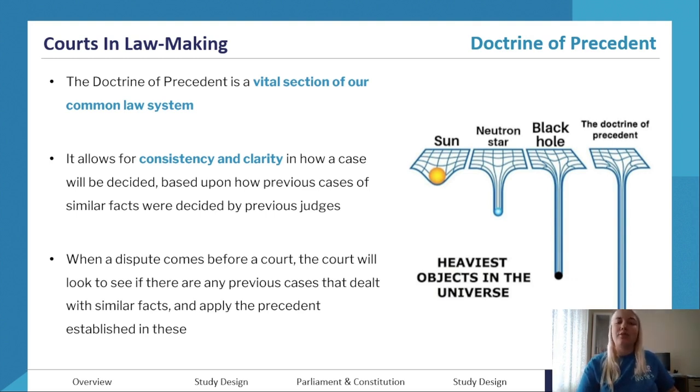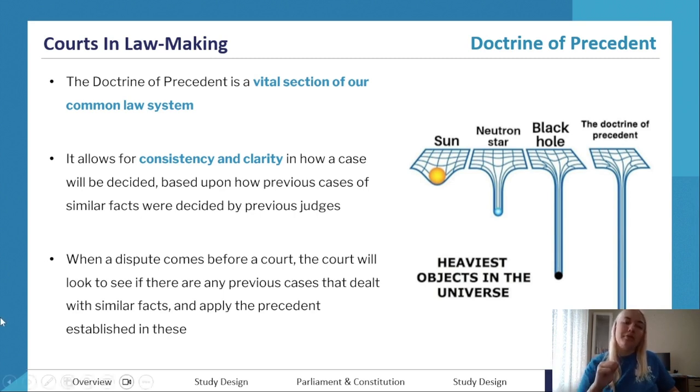So the doctrine of precedent refers to this operation of precedent and how it affects those future cases, like I've been talking about. The purpose is because it allows for consistency and clarity in court decisions and how cases have to be decided based upon how previous cases with similar facts were decided by previous judges. That's going to apply to all future cases with similar circumstances, as we said.